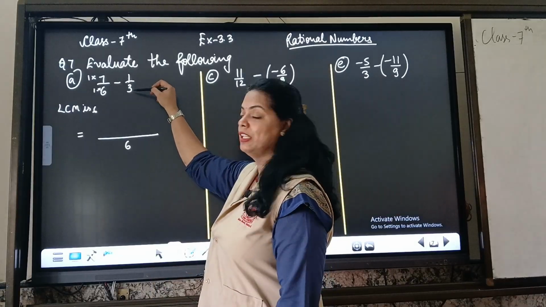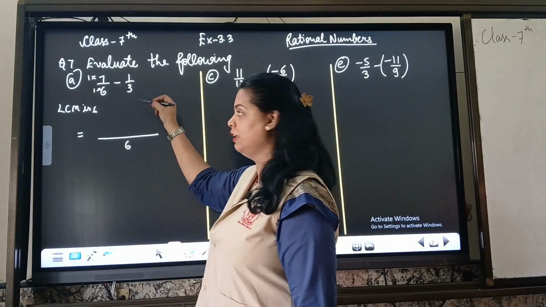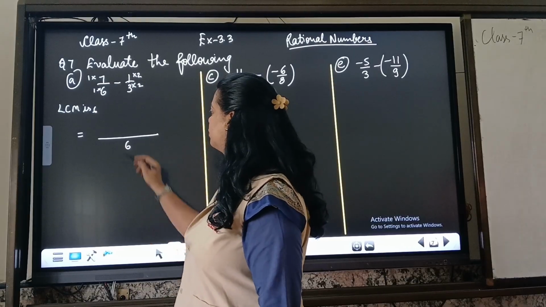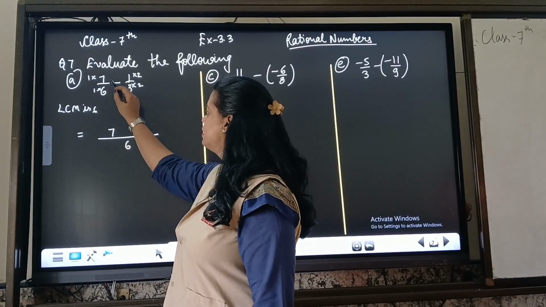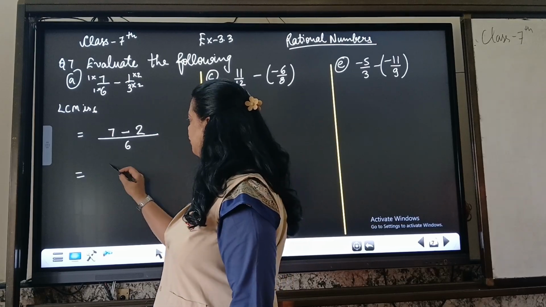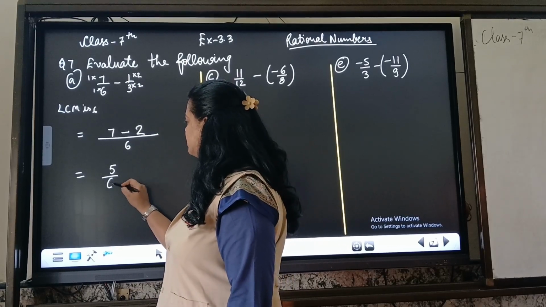Here, how to make this denominator 6? By multiplying by 2. Because 3 2s are 6, the same number we will multiply here also. We have 7 1s are 7, minus 2 1s are 2. So you have 5 upon 6.